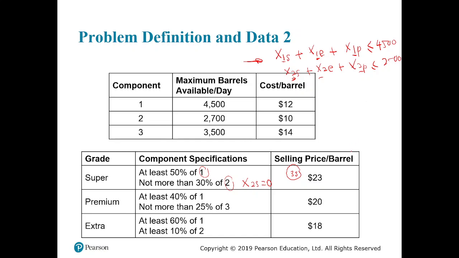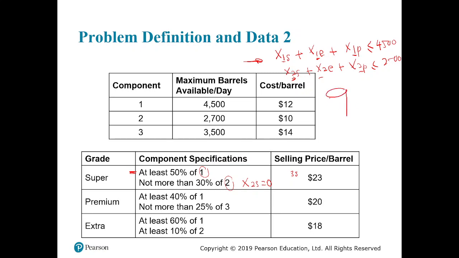Now the next constraint consists of the component specifications. We want to look at each of these. So the first one, to make super, it needs to have at least 50% of component 1.